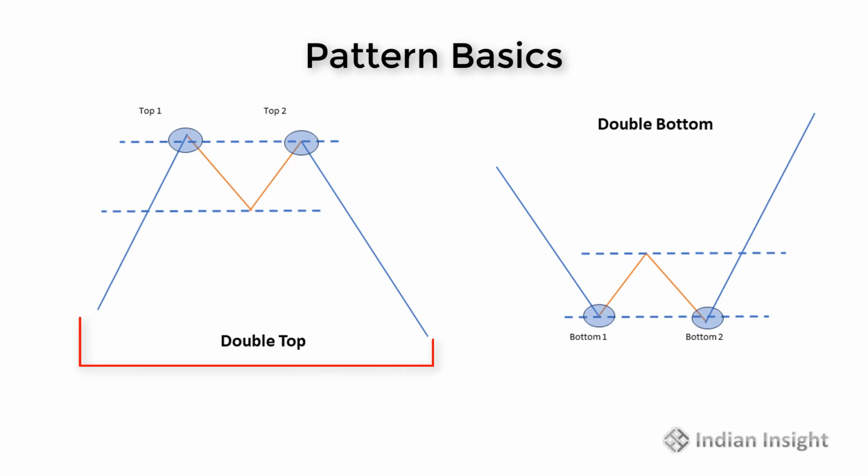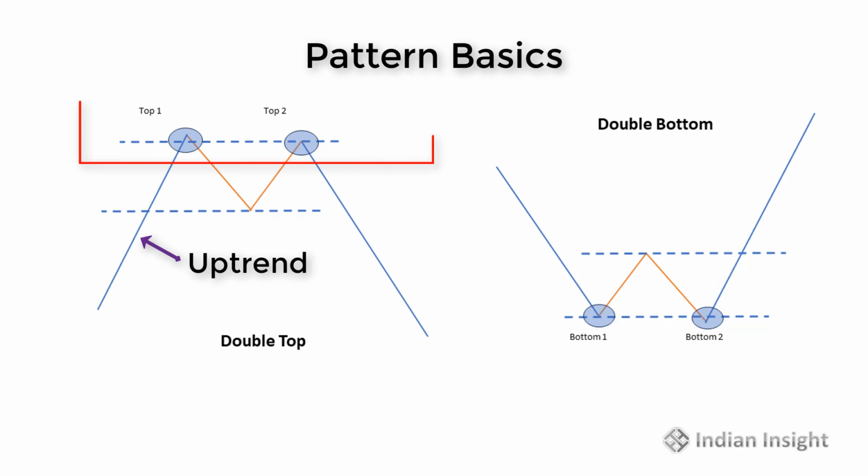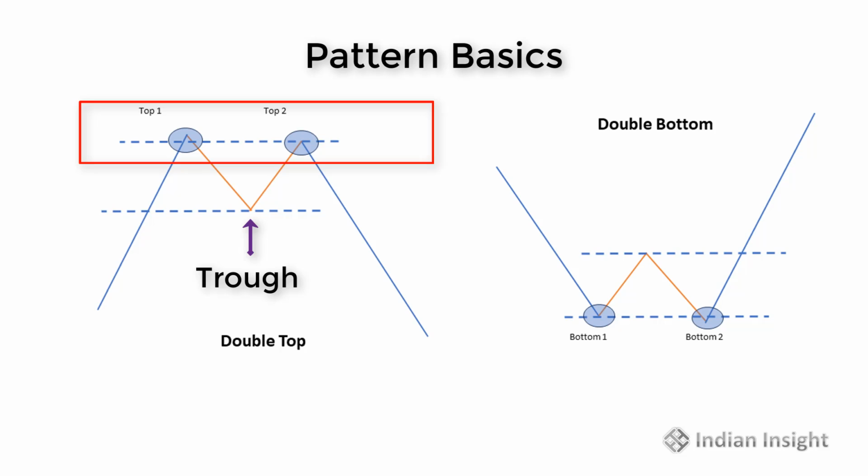A double top is a reversal pattern that forms after an extended upward trend. It's characterized by two consecutive peaks at approximately the same level, with a trough in between. These peaks are also referred to as tops. This pattern signifies that the bullish momentum is waning and a bearish reversal is on the horizon.